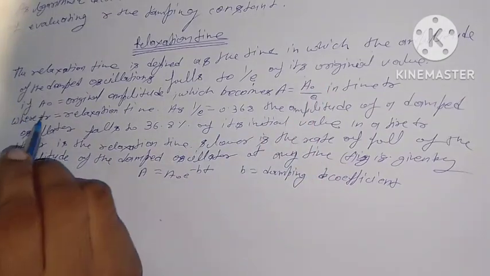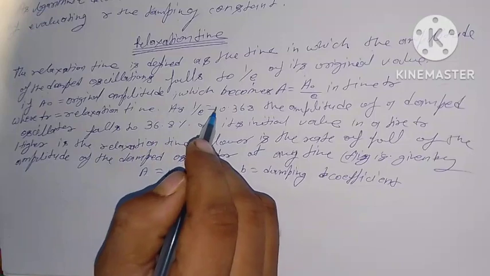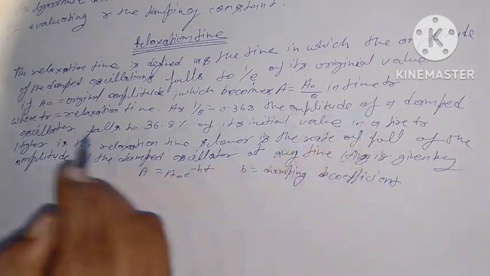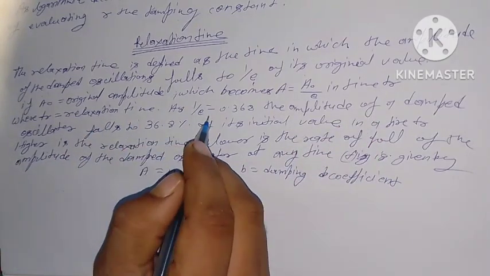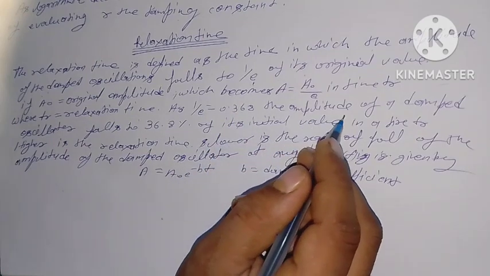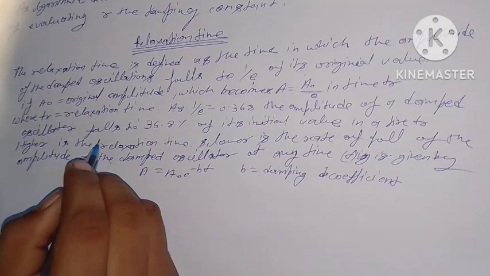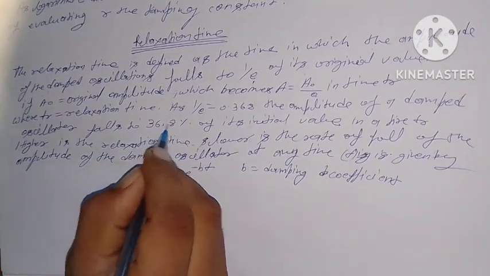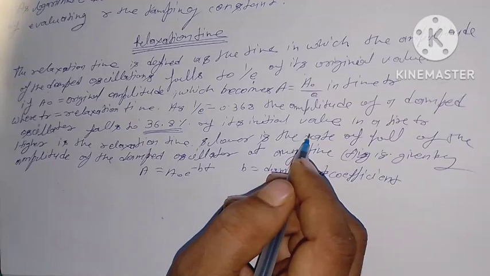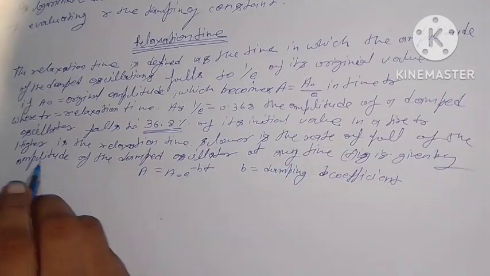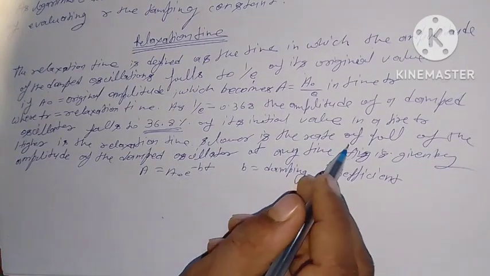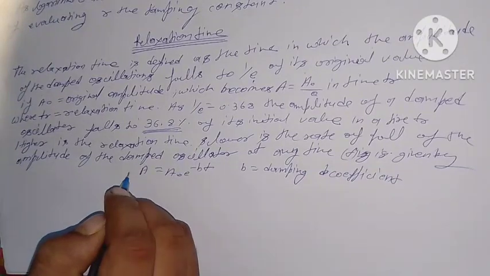If a naught is the amplitude which becomes a equal to a naught by e in a time tr, that means tr is the relaxation time. As the value of 1 by e is 0.368, the amplitude of a damped oscillator falls to 36.8% of its initial value in the relaxation time. Higher is the relaxation time, slower is the rate of fall of the amplitude of the damped oscillator.